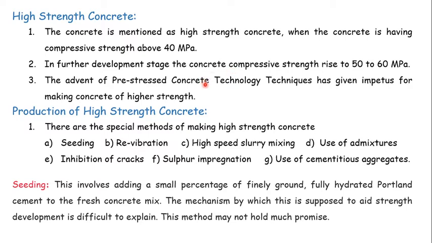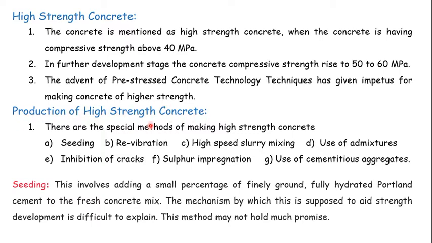The evidence of pre-stressed concrete technology techniques has given impetus for the making of high strength concrete. Means wherever nowadays the constructions are going, they all are of pre-stressed concrete technologies. Means concrete is manufactured at the site itself only. Concrete sections are manufactured at the sites only. We are just placing from the sites to the particular positions. Means the plants which are there, they are preparing the required type of sections, the precast concrete structures. So these concrete structures are having the highest strength taking capacity. For that reason we say that high strength concrete is used moreover in the pre-stressed concrete structures.